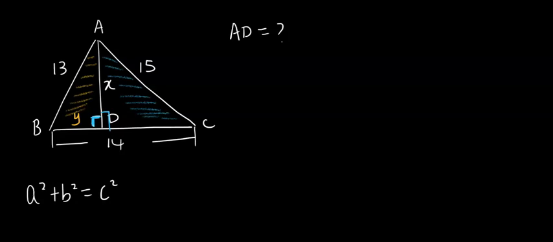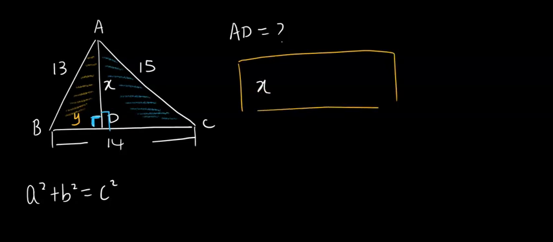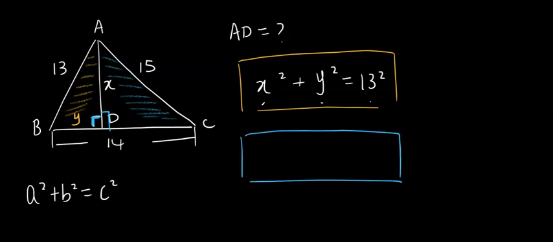Then I'm going to say in this yellow triangle, I will have x squared plus y squared equals 13 squared. This is leg, this is leg, this is hypotenuse. In our blue triangle, we're going to have the same situation. We're going to have x squared plus this portion, 14 minus y, squared equals 15 squared.